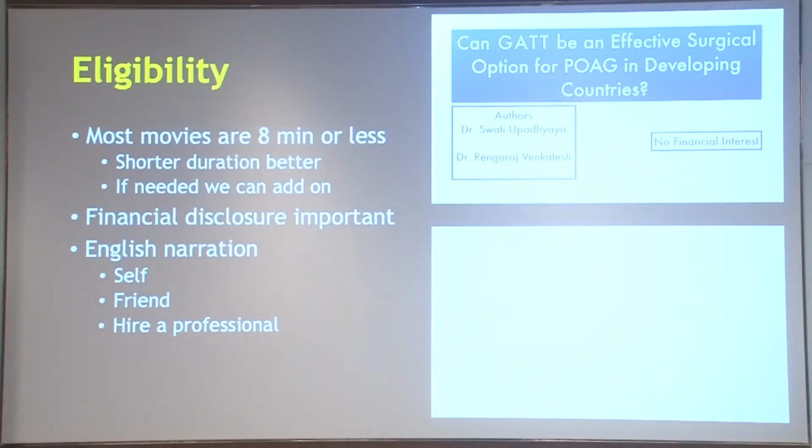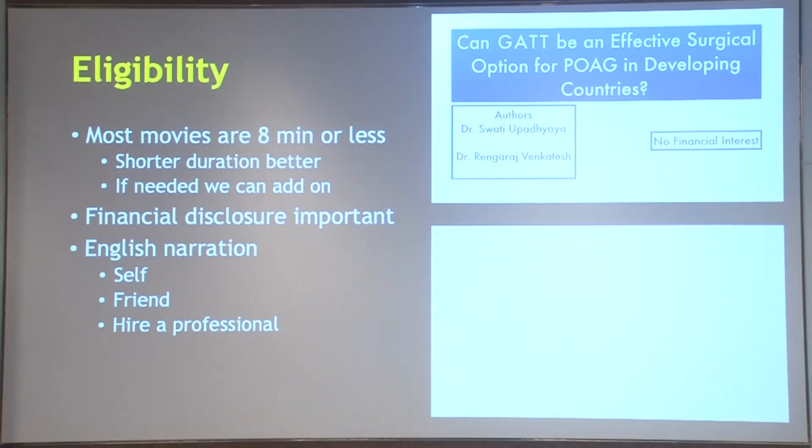We have to always look for the eligibility. Each conference has their own specification. We have to be very much aware of it. Most conferences expect us to make a movie of about 8 minutes or less. My suggestion is to make a shorter duration, because the attention span is very small. We can add a small script, make a shorter movie, and later if we want we can enlarge it.